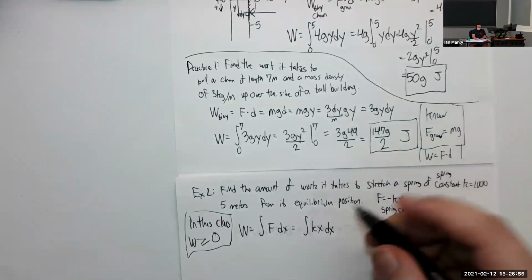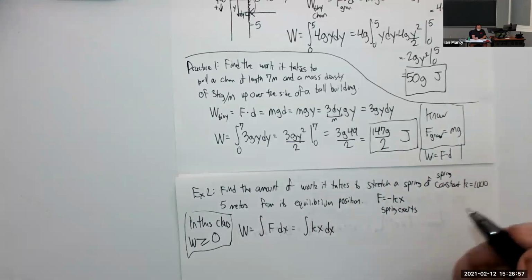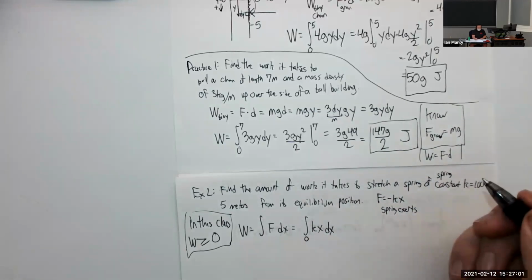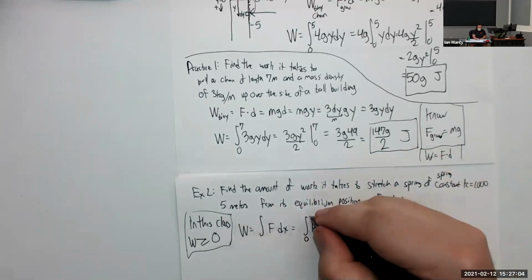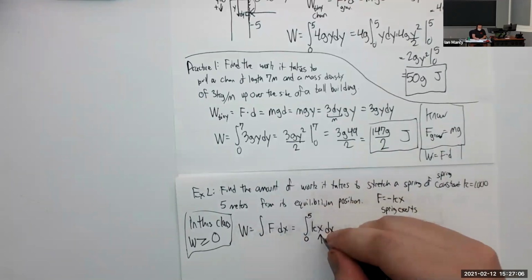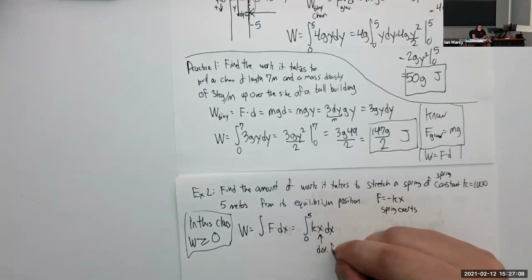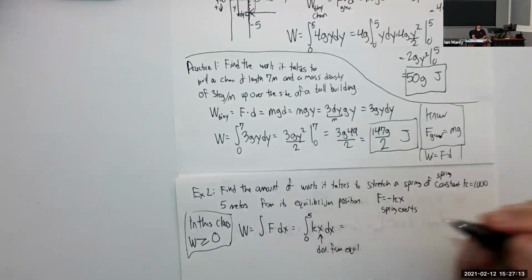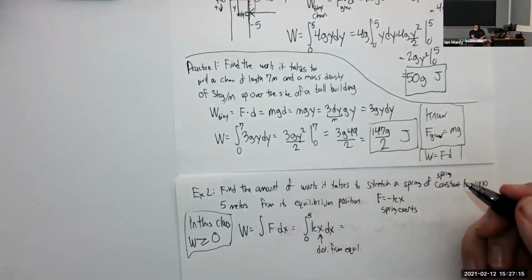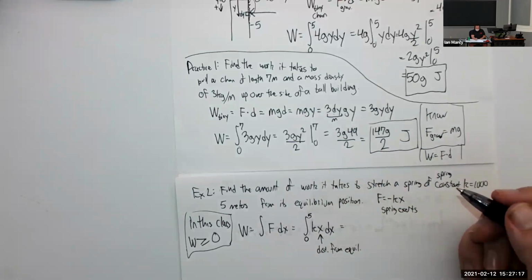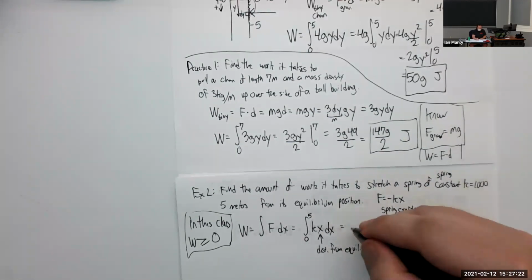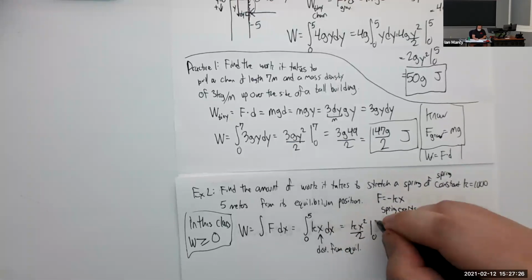Now, what we're doing is we're stretching this spring from its equilibrium position. So let's say that's 0. So from its default position, all the way to 5 meters away. Remember, this x is the distance from equilibrium. All right. So then now all I have to do is integrate this. Now this is a constant, and then this is a variable. So we have kx squared over 2, from 0 to 5.